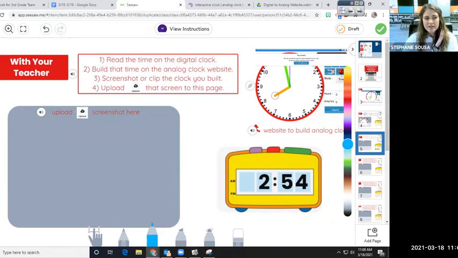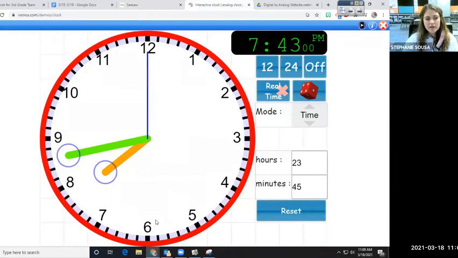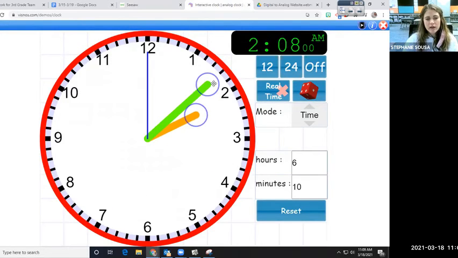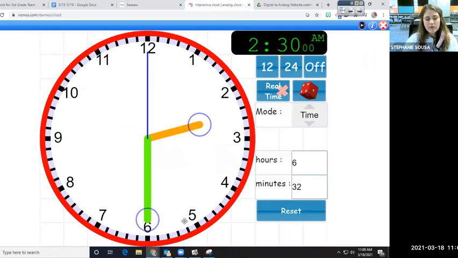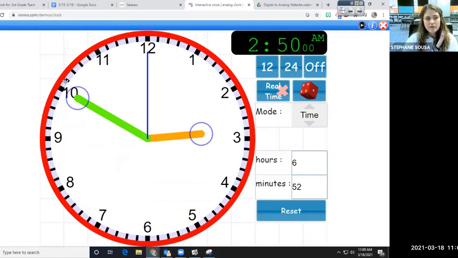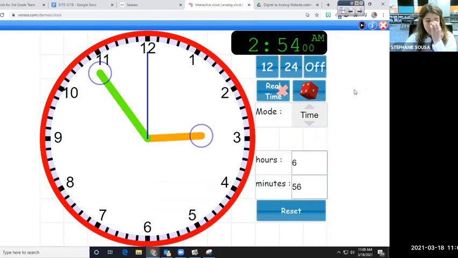Slide 5, it says, read the time on the digital clock. Okay, 2:54, done. Build that time on the analog clock website. Go ahead, guys, get your analog clock. 2:54. I'm gonna move my hour hand over to the 2, and I'm gonna get to 54. I'm at 30. 35, 40, 45, 50, 51, 52, 53, 54. Boom. 2:54.